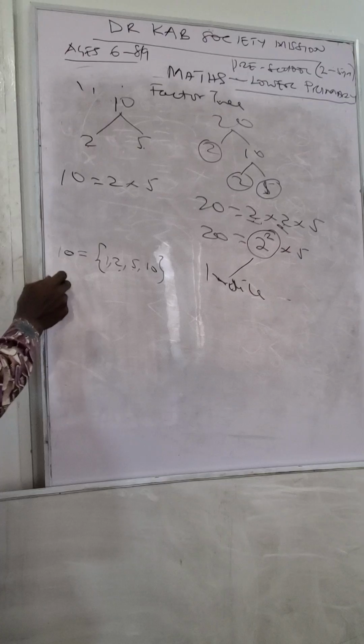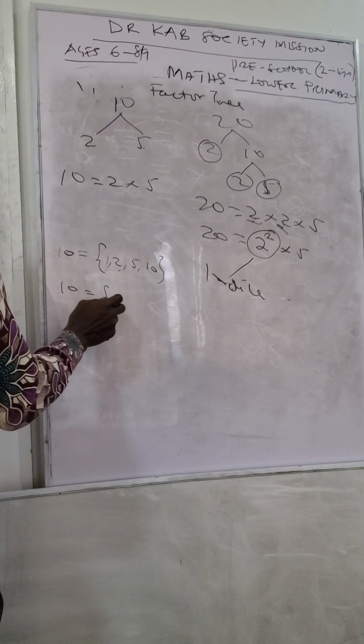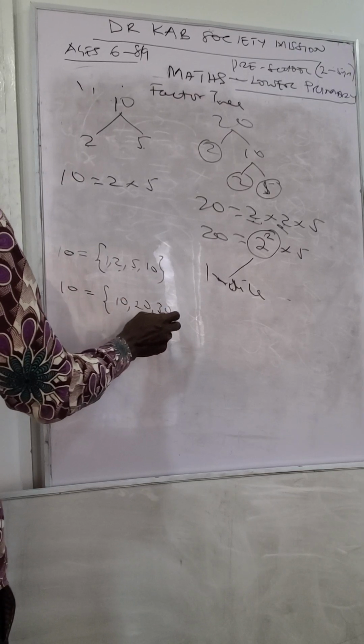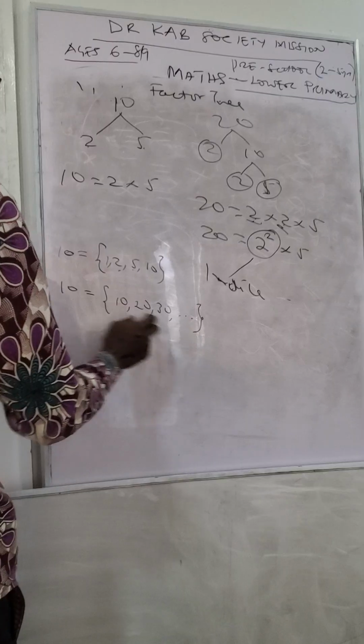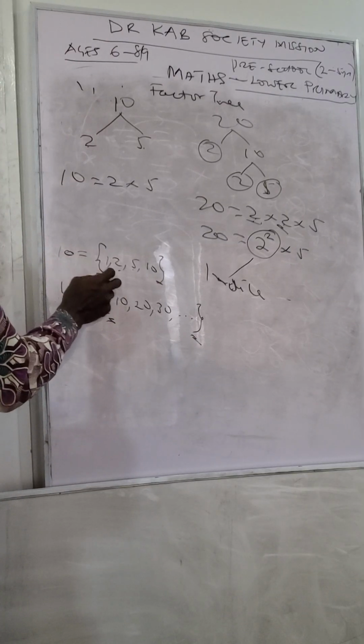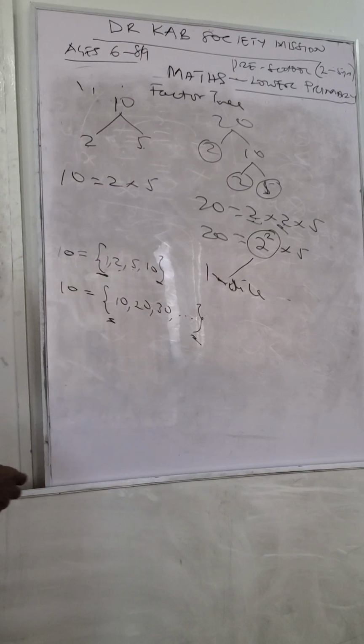You can have multiples of 10. Multiples of 10 will be when you multiply: 10 times 1, 10 times 2, 20, 10 times 3, and so on. Okay? So there's a set sign. Okay? So there's a set of, these are the members or elements. Members or elements. Okay? Right.